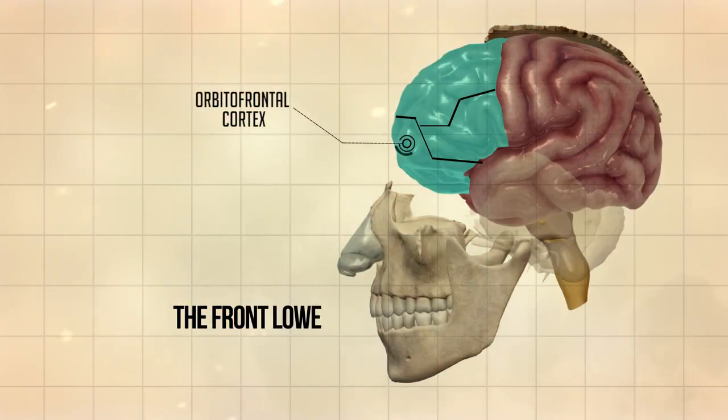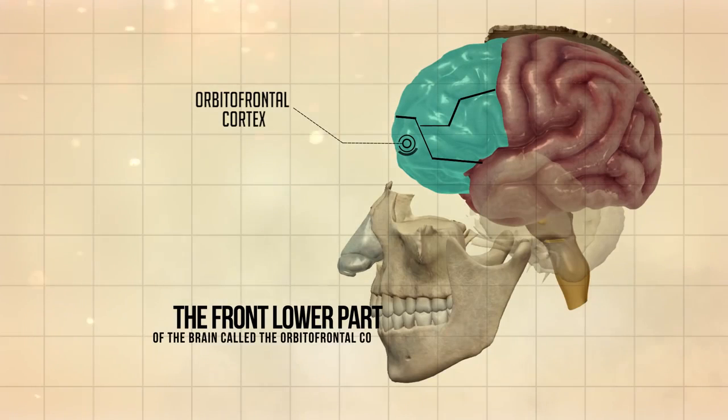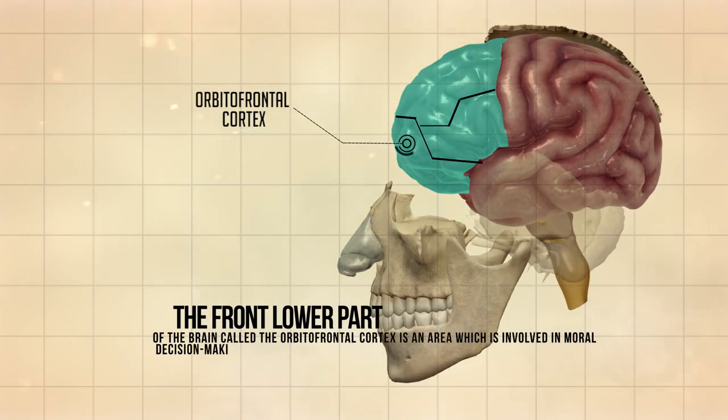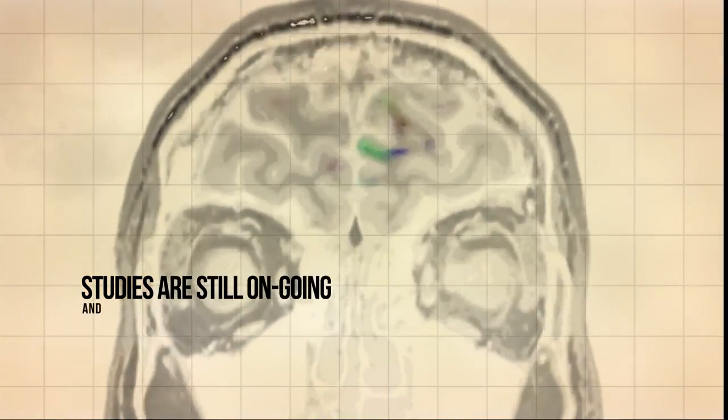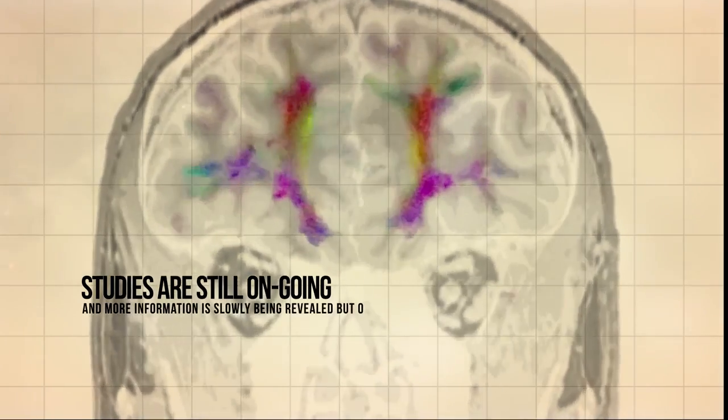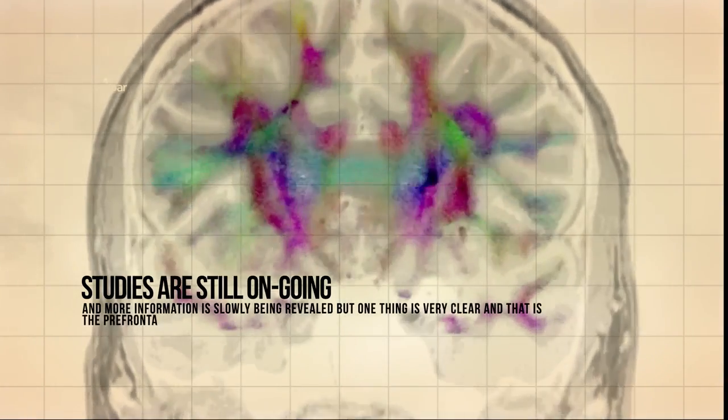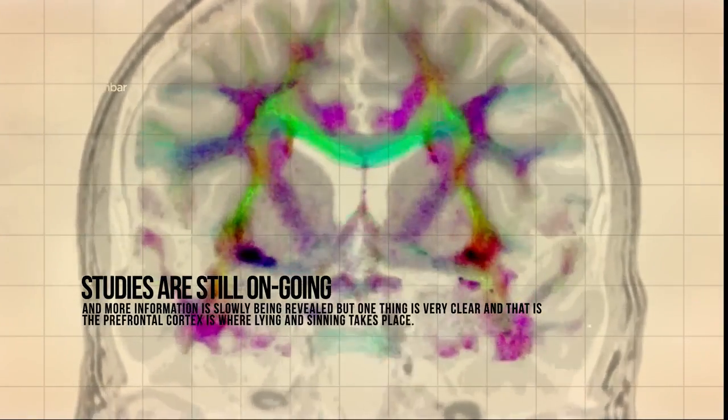The front lower part of the brain, called the orbitofrontal cortex, is an area which is involved in moral decision making and figuring out what's right versus what's wrong. They have noticed a similar pattern in the brain scans of criminals in this region. Studies are still ongoing and more information is slowly being revealed, but one thing is very clear, and that is the prefrontal cortex is where lying and sinning takes place.